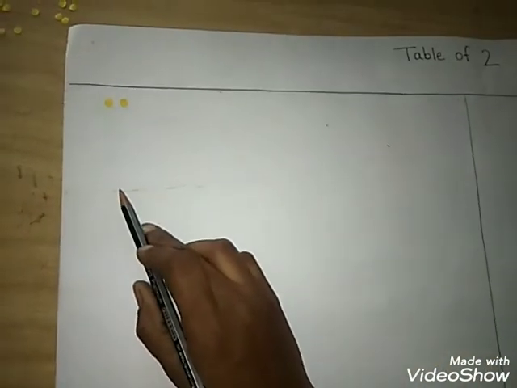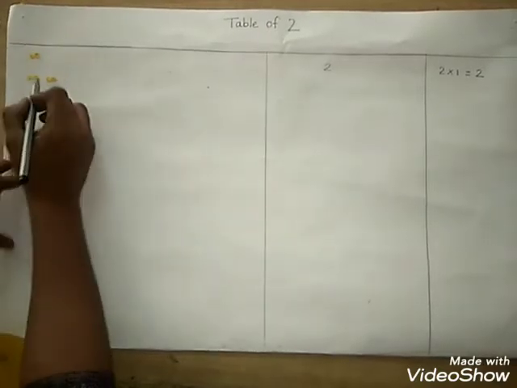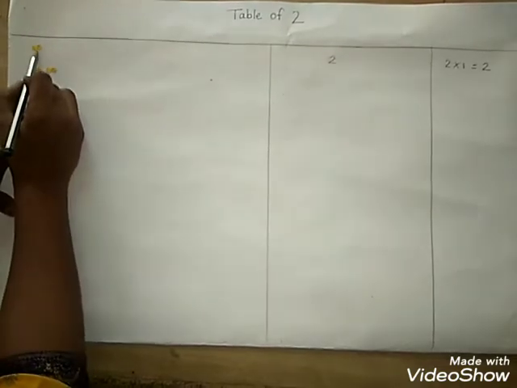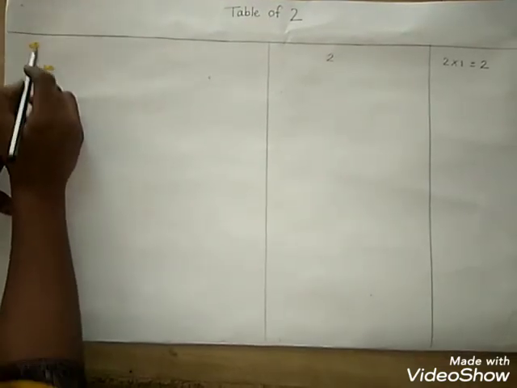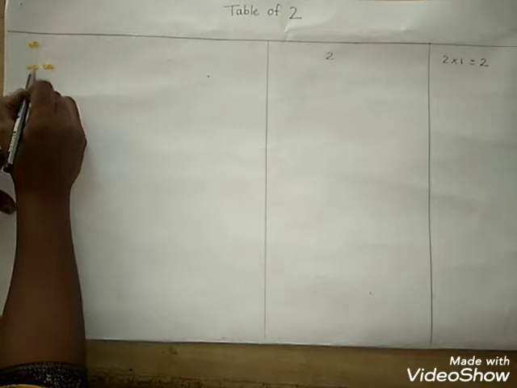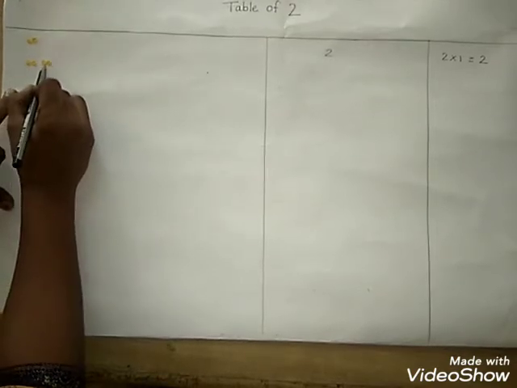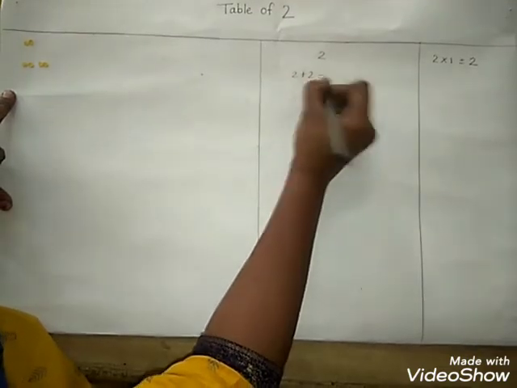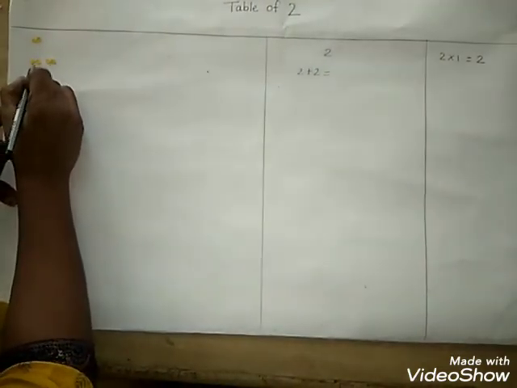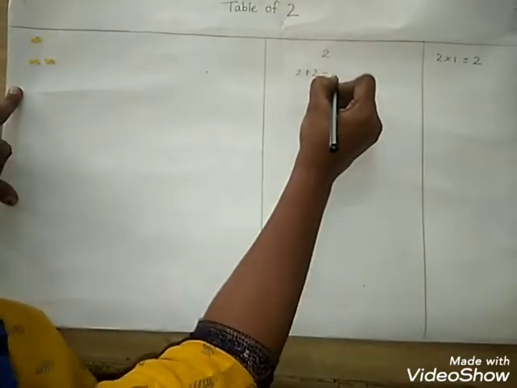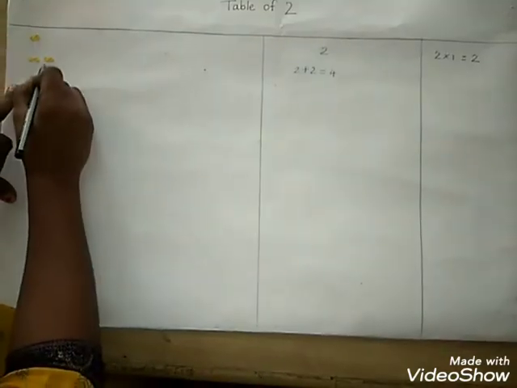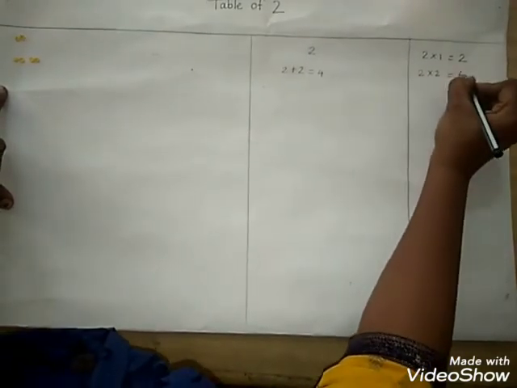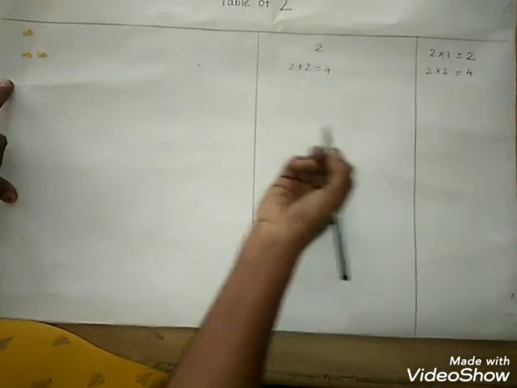Now we'll take the next. In this I've increased one more group. Here only one group of 2 was there, and here I took one more group. So 2 plus 2. We're going to write here 2 plus 2 is equal to how much? 1, 2, 3, 4. The total comes 4. How many groups of 2? 2 groups of 2. 2 groups of 2 is equal to 4.